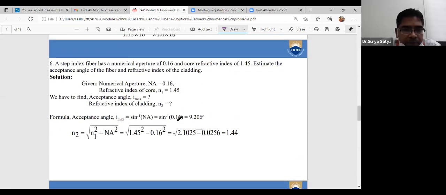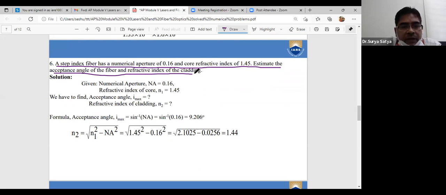Right. So the next question is, a step index fiber has a numerical aperture of 0.16 and core refractive index of 1.45. Estimate the acceptance angle of the fiber and the refractive index of the cladding. So we have the numerical aperture 0.16 and the refractive index of the core 1.45, and we have to find the acceptance angle, the maximum incident angle, and the refractive index of the cladding, that is N2.